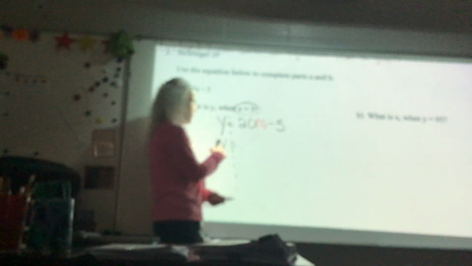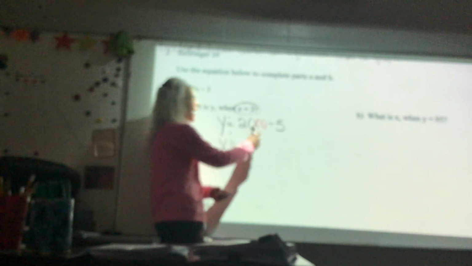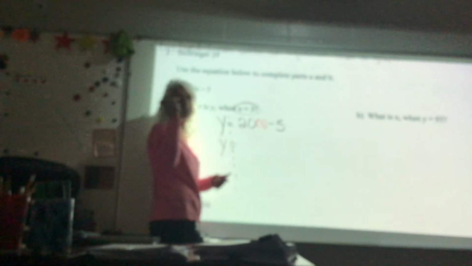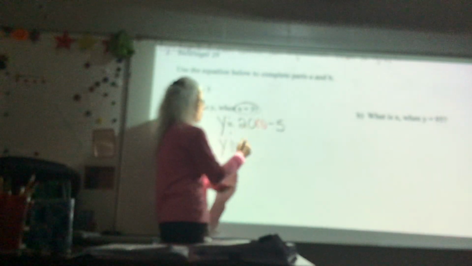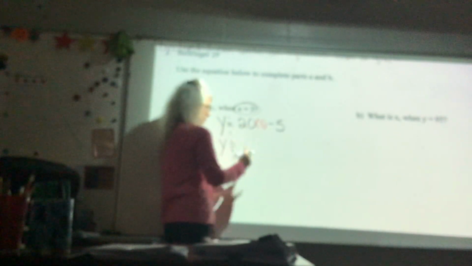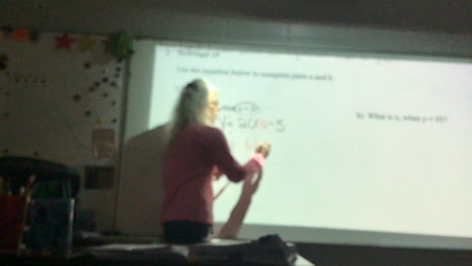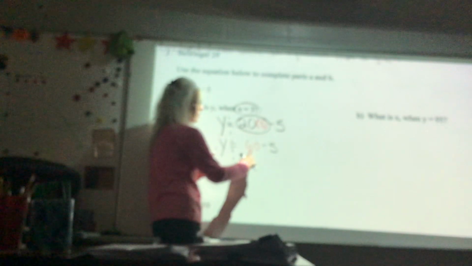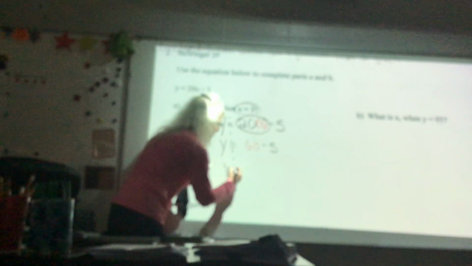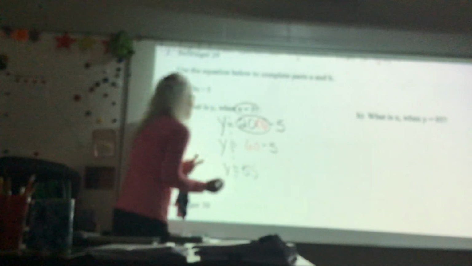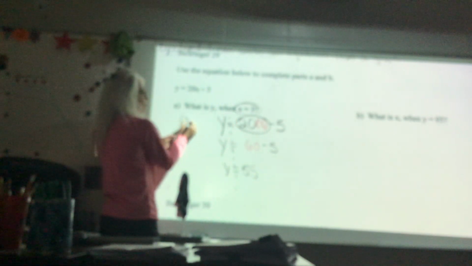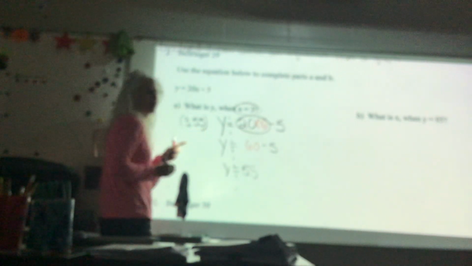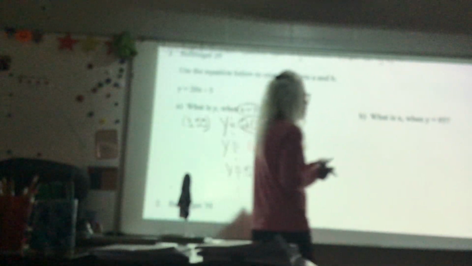Because my variable is already isolated, all I have to do is the math. Am I going to multiply or subtract first? Multiply. So 20 times 3 is 60. And that takes care of this part. We still have the minus 5, so we're going to take 60 minus 5, which is 55. So when x is 3, y is 55. Write your answer as an ordered pair, please.